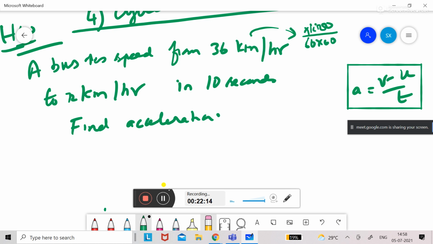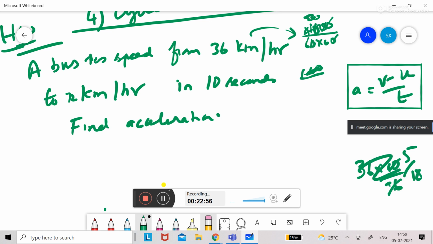So you'll convert. What is this answer? 0 0 cancel, 0 0 cancel. 1000 by 3600 gives 10 by 36. Multiply 36 by 10 by 36. Same way 72, 10 by 36 every time. 10 by 36 or 5 by 18, you can multiply. If you multiply by 5 by 18, you get meter per second. Here also meter per second. Then you divide. V minus U by T you should do.